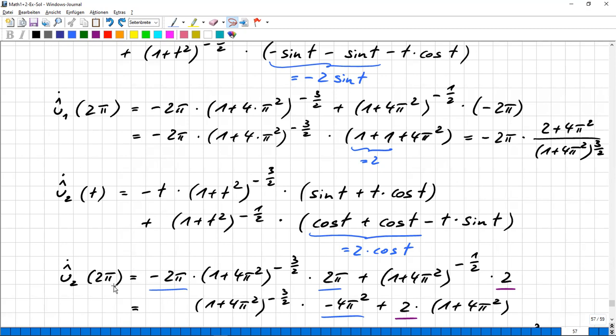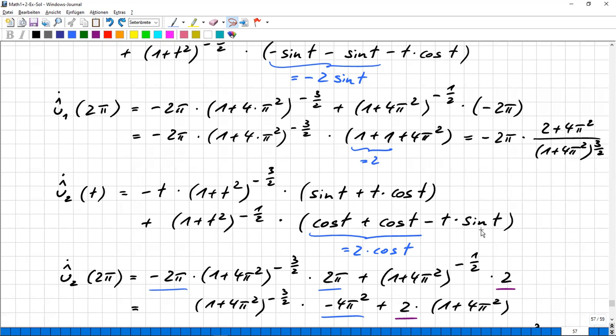Finally, I can insert 2 pi for t also here, and it's similar. So carefully look at what I'm doing. It's again a factor of negative 2 pi, then the same parentheses term as before, the same exponent, negative 3/2, and this time I get my sine of 2 pi as 0 and plus 2 pi times 1, so I get positive 2 pi as a factor, which corresponds to the parentheses term here. That's all. And then the next contribution is plus parentheses term power negative 1/2, which is 1 plus 4 pi squared power negative 1/2. And this time I get 2 times the cosine of 2 pi, which is 2 times 1 equals 2. This is a factor of 2, while this one disappears.